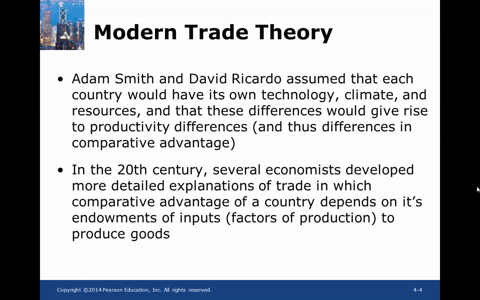Modern trade theory. Adam Smith and David Ricardo assumed that each country would have its own technology, climate, and resources, and that these differences would give rise to productivity differences, and thus differences in comparative advantage. In the 20th century, several economists developed a more detailed explanation of trade in which the comparative advantage of a country depends on its endowment of inputs, factors of production, to produce a good.